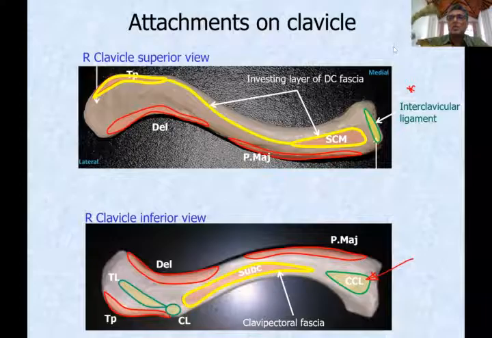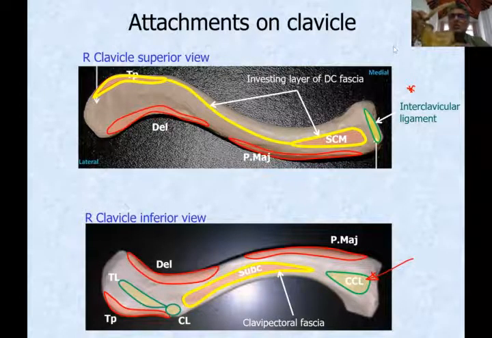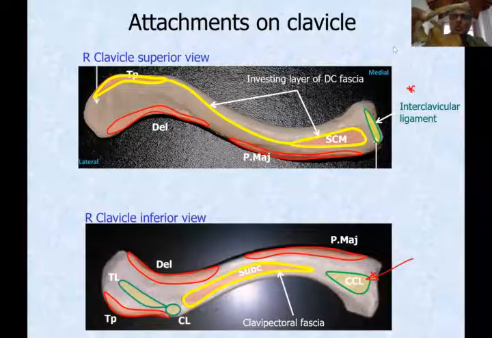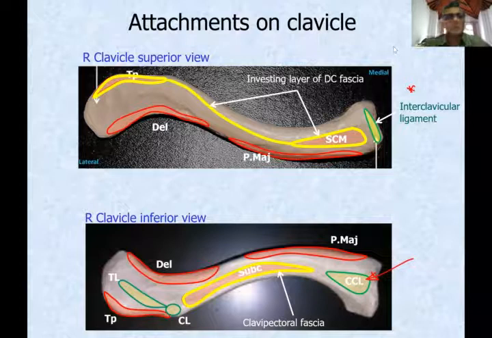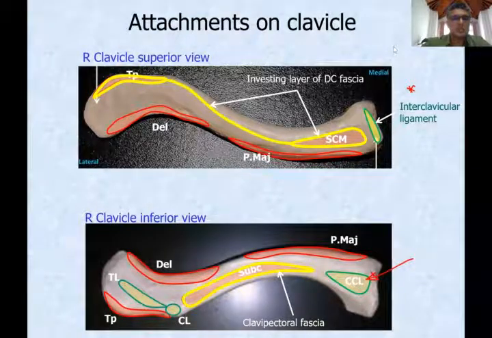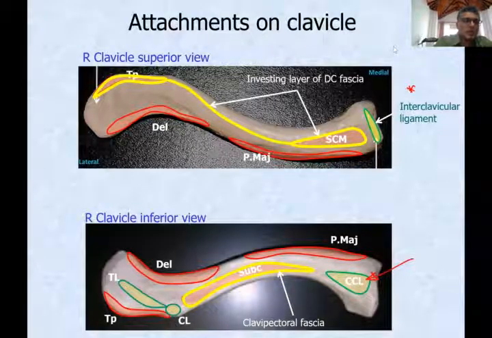I don't know, if I place the clavicle like this, you might not be able to see it all. So it's not very clear in this view. So if I place it like this, there's a place where the two come very close to each other. At that point, the coracoclavicular ligament is attached between the coracoid process of the scapula and the undersurface of the clavicle.